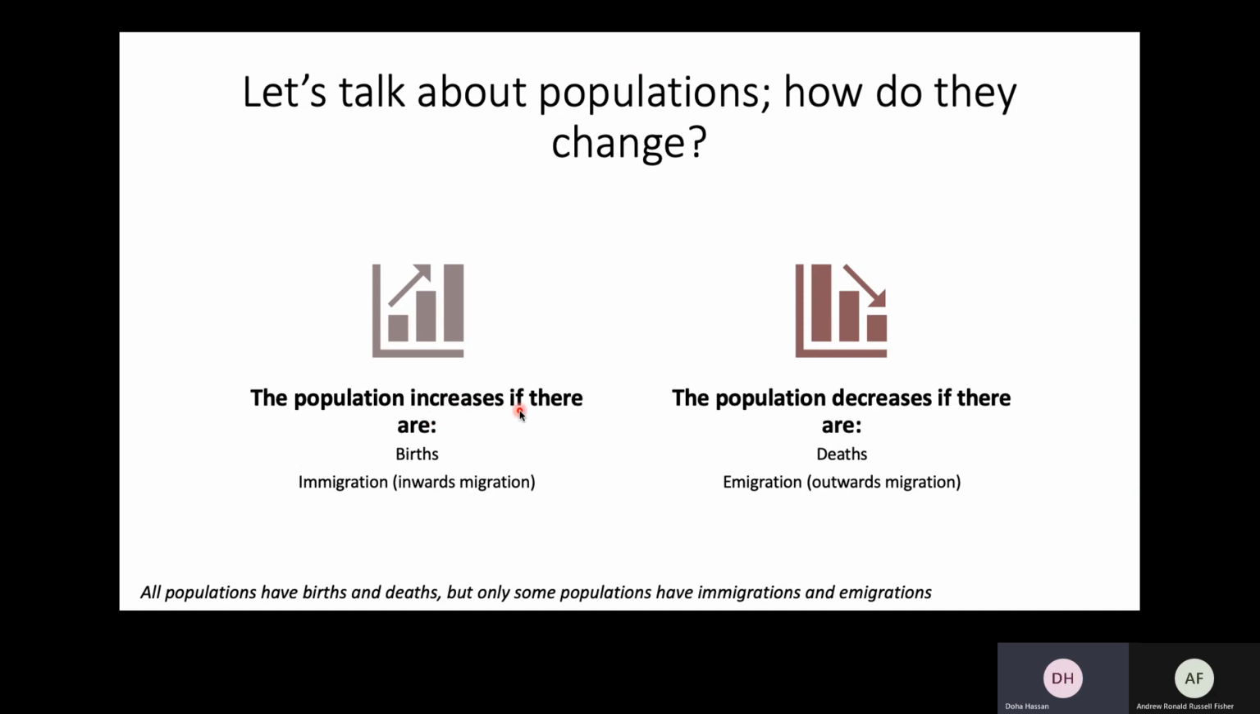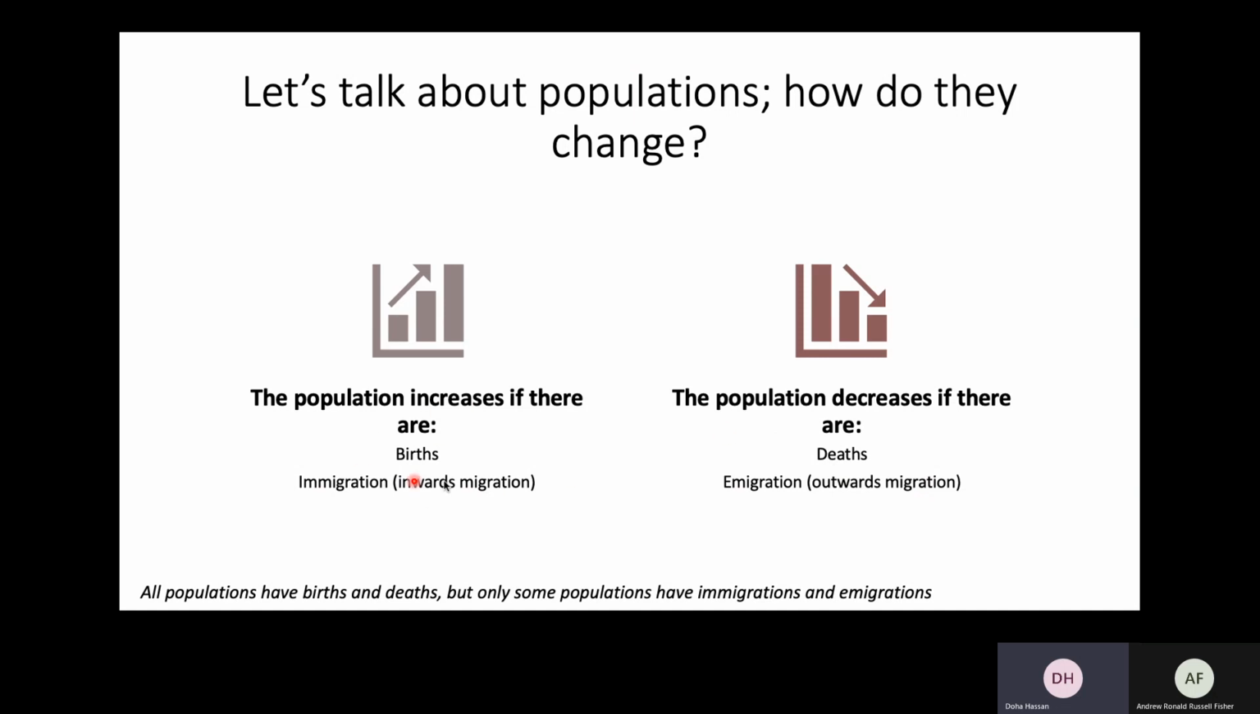A population can increase if there are births and if there is immigration, meaning that there are other members of that species coming into that habitat. But a population can decrease if there are deaths and if there is emigration. Emigration is basically the opposite of immigration, and it means that individuals of that species are leaving that population and going to a different one. All populations have births and deaths. This is inevitable in real life. You can't actually prevent either of them.